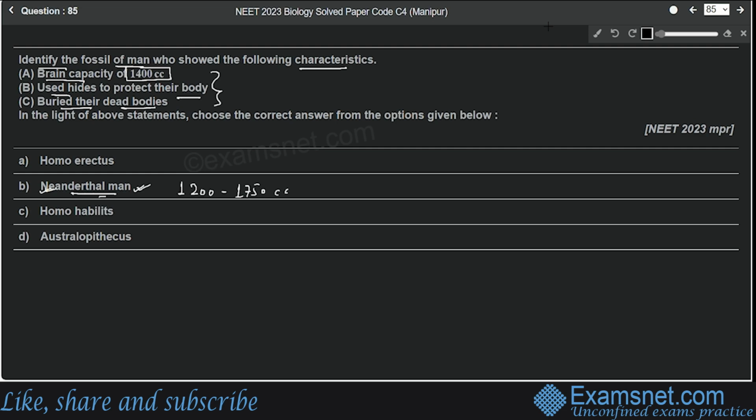If we talk about Homo erectus, they had lesser brain capacity. Their average brain capacity was about 900 to 1100 cc. And Homo habilis had even lesser brain capacity of about 650 to 800 cc, and that of Australopithecus was the least. It was only about 400 to 500 cc. So according to this question, the correct answer will be option number B.